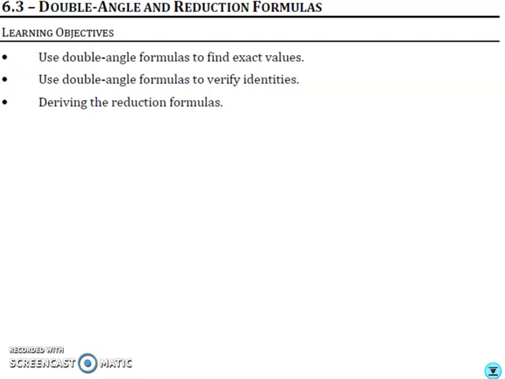Hello, in this video we're going to be covering section 6.3, which is on double angle and reduction formulas. Let's say we've got an angle theta, and the sine of that angle is maybe 1/2. Then what we're going to be talking about today is what the sine value would be if you doubled that angle.